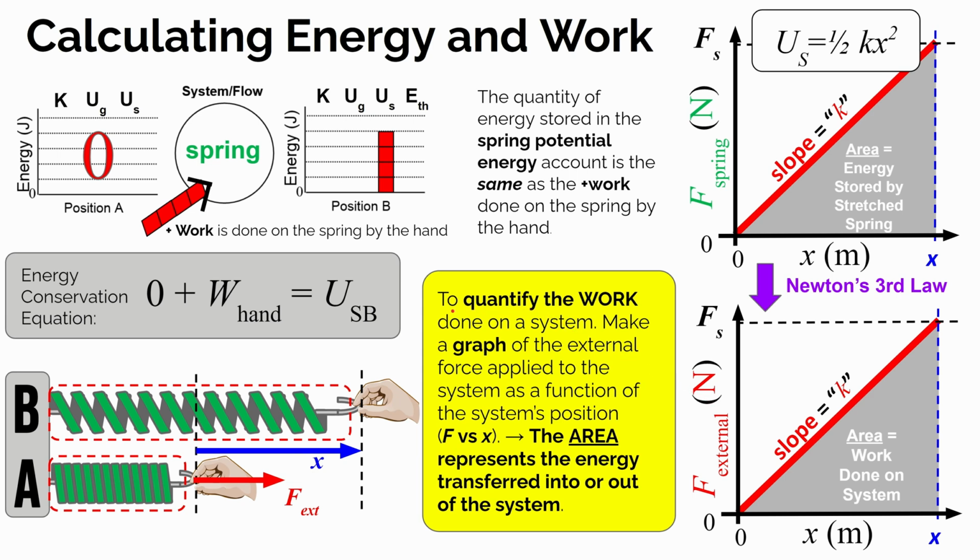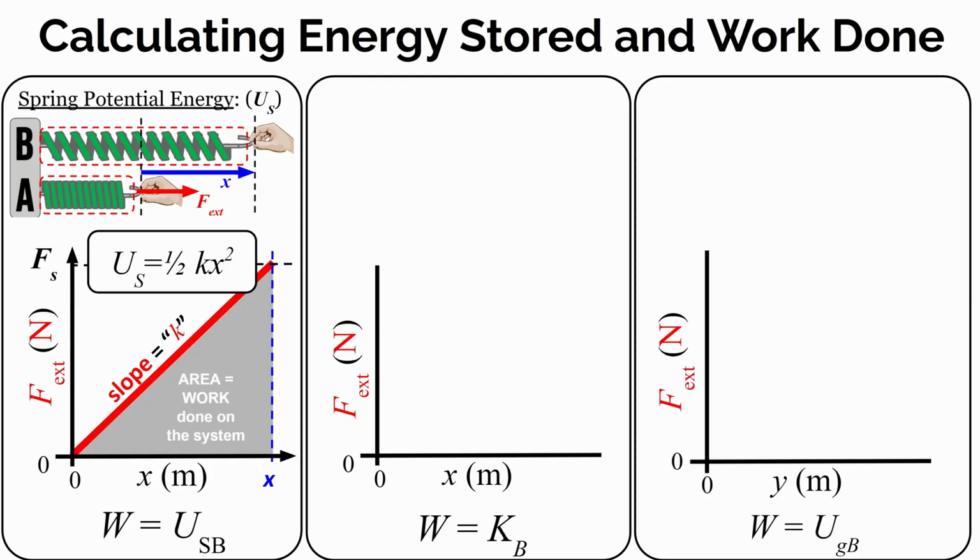So we can say to quantify the work done on a system, you need to make a graph of the external force applied to the system as a function of the system's position, which is an F versus x graph, and the area represents the energy transferred into or out of the system. That is what we defined as work. So let's use this idea now to figure out a general equation for work being done, and we can also use this to figure out how much energy is stored in the gravitational potential energy account when masses are raised to some height above zero.